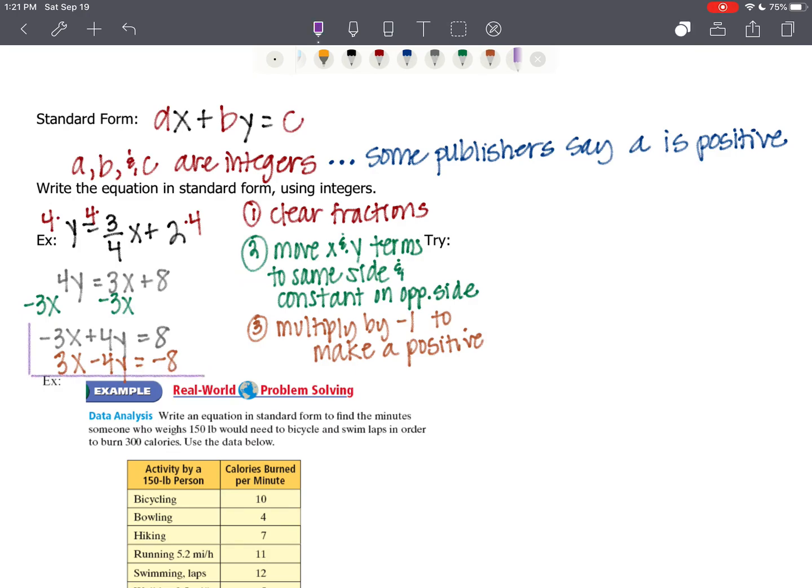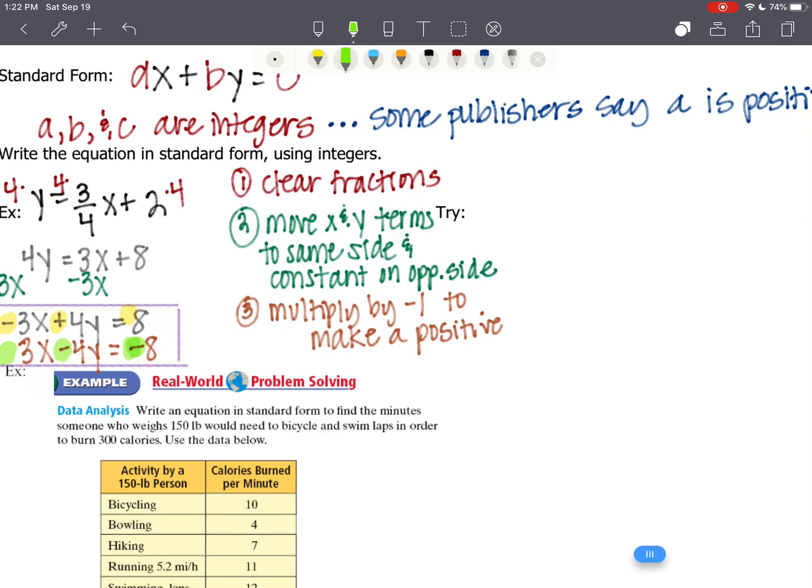Now, your homework answers may have the first equation. However, either one of those work. But if you change the sign of one term, you have to change the sign of all the terms. So if we want -3x to become positive 3x, then positive 4y becomes negative 4y, and positive 8 becomes -8. Okay, all of them change.